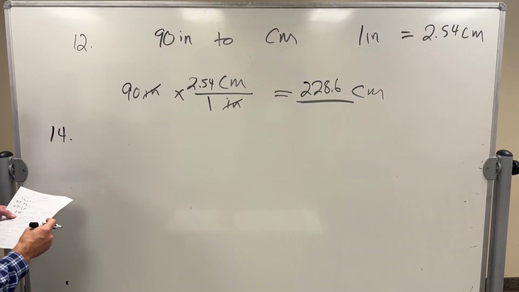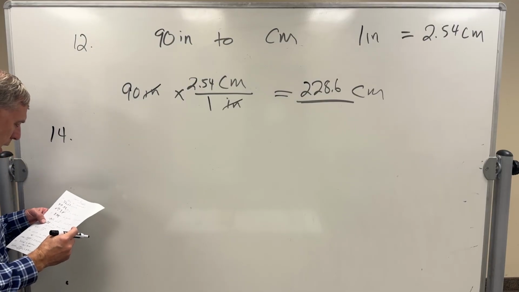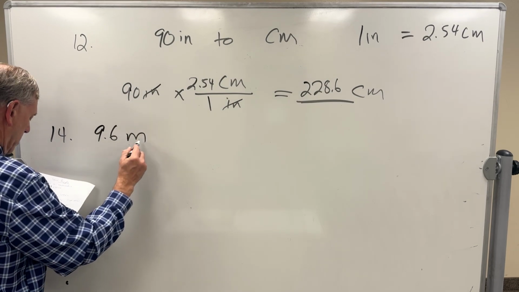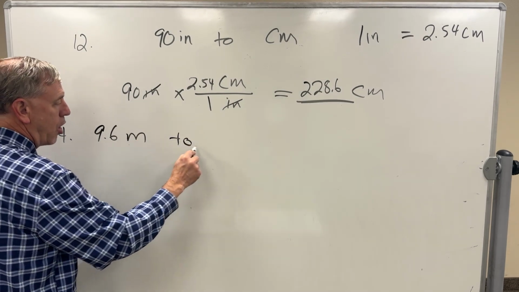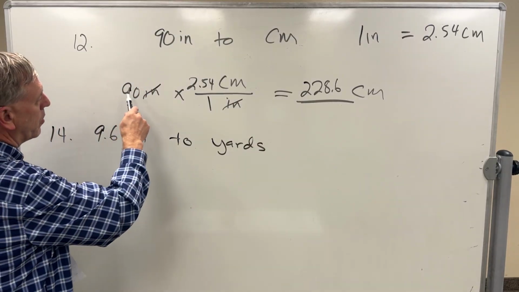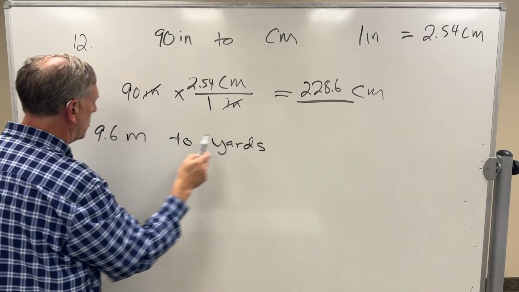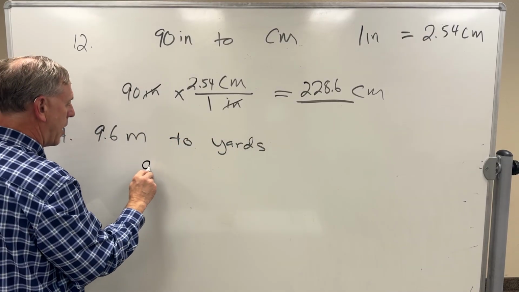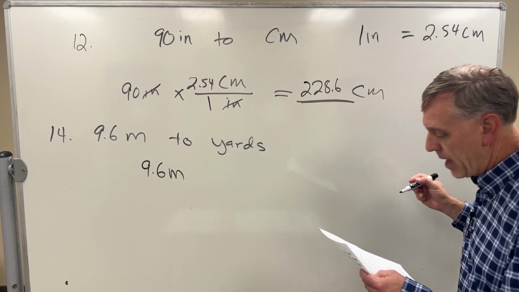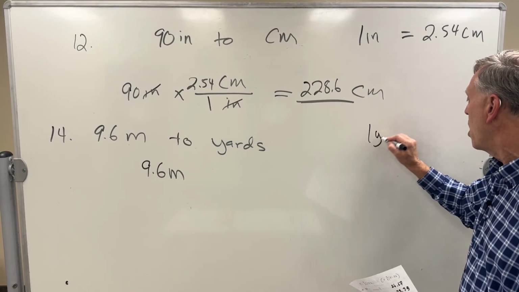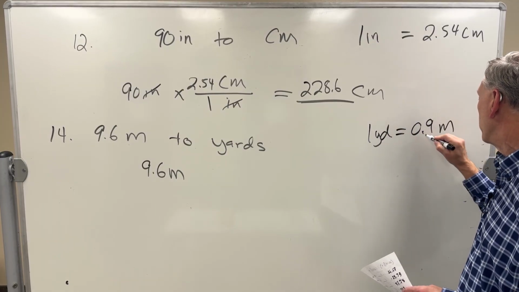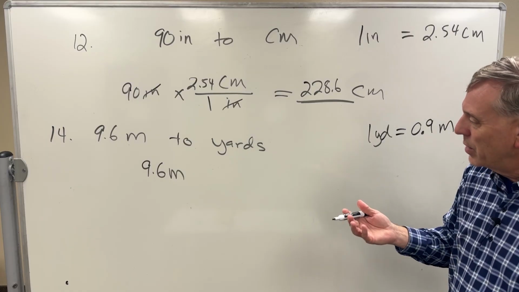All right, so number 14, let's see, it looks like we have 9.6 meters, and we want to convert that to yards. So this time, up here we went from the English system to the metric system. Here we're going the metric to the English. So we do 9.6 meters. Oh, we got to look up the table. And if we look up the table, we'll find that 1 yard is equal to about 0.9 meters. I don't think that's exact, but it's what we're going to use.